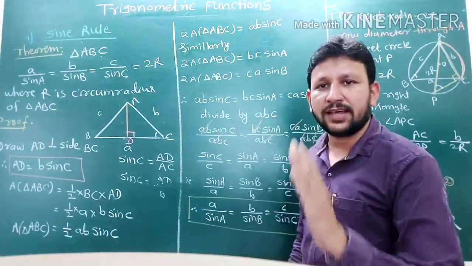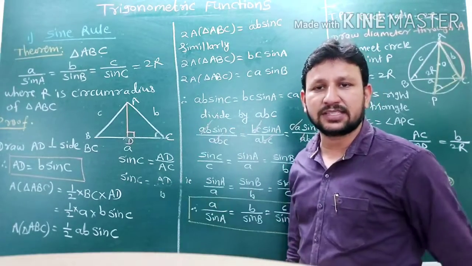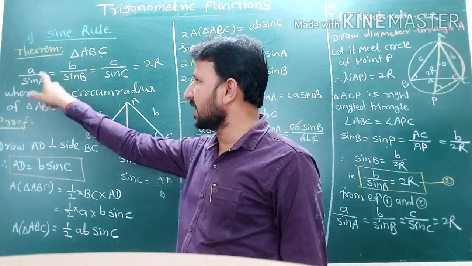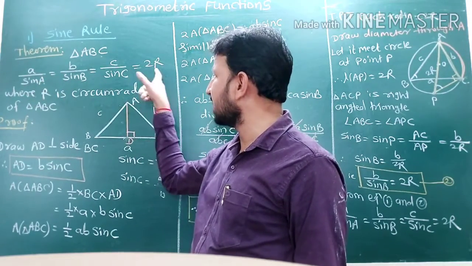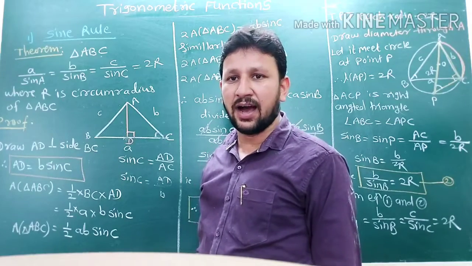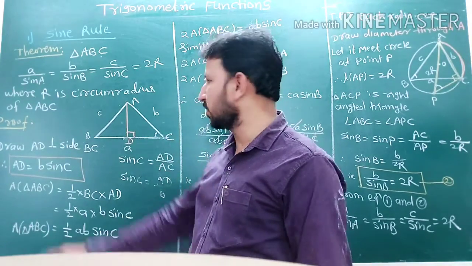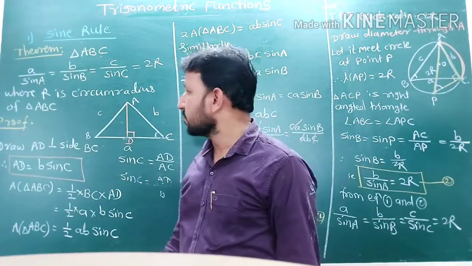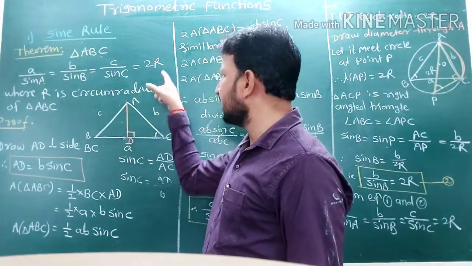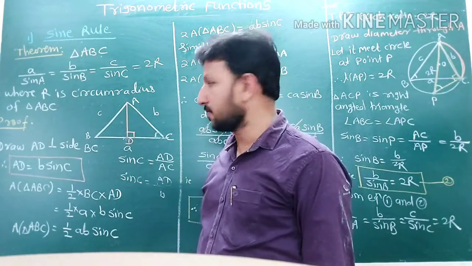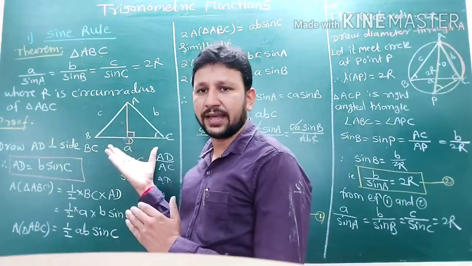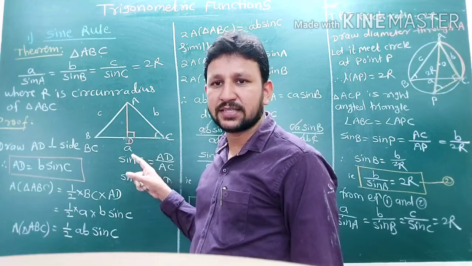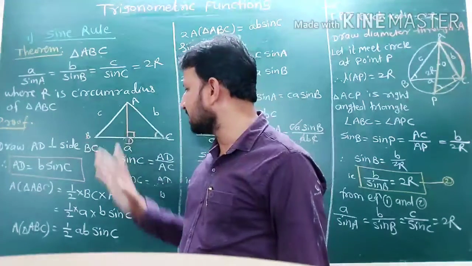Let us see once again how we prove the theorem of the sine rule. Sine rule statement: in triangle ABC, a upon sine A, b upon sine B, c upon sine C is equal to 2 times R. That is, the sides are proportional to the sine of the opposite angle. In short, we can mention this, where R is the circumradius of the triangle ABC. Proof of the theorem: first we take the triangle ABC with usual notations, that is, lengths are denoted by the small letters a, b and c.